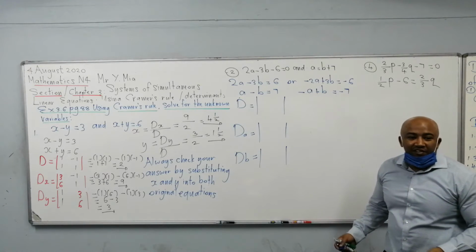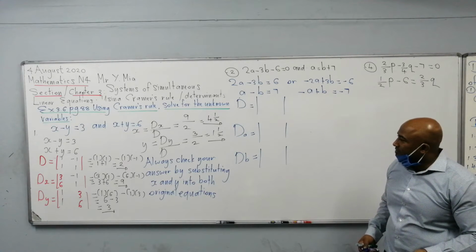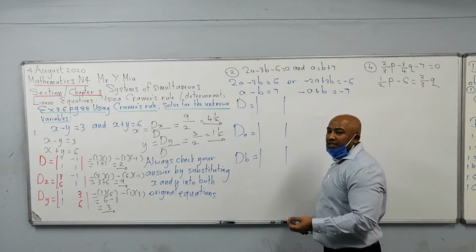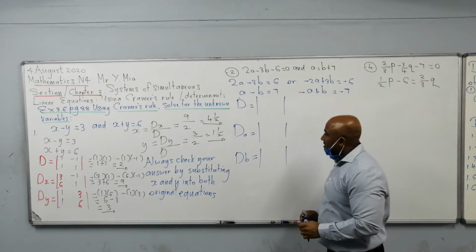For the 2 by 2, you'll get 5 marks or 6 marks, it depends. For 2 equations. And when we come to 3 equations, it's 8 marks to 10 marks.